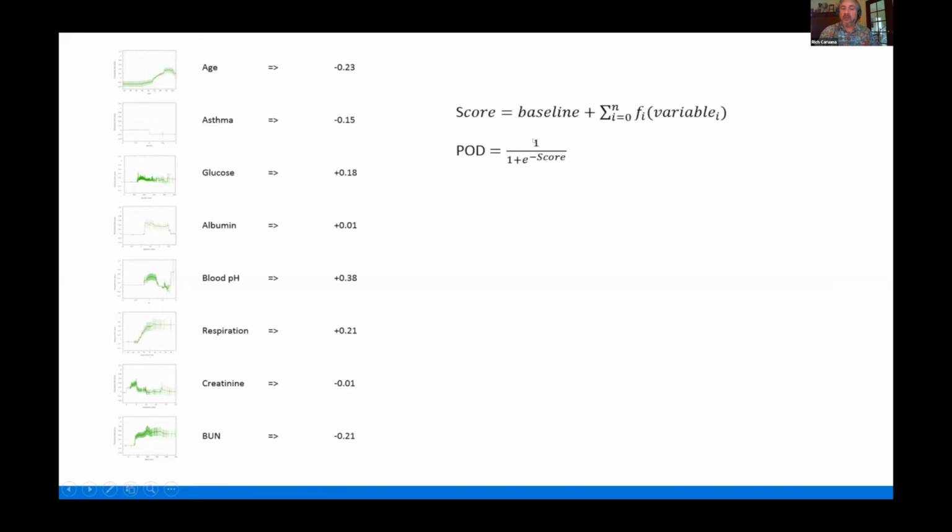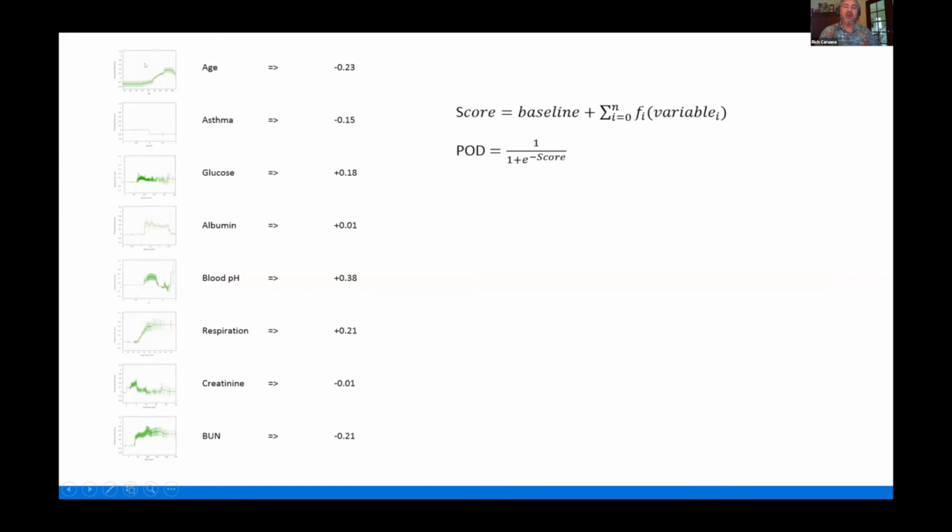And then to convert that to a probability of death, you just do the standard logistic trick, 1 over 1 plus e to the minus score. Now, if this had been a linear model, linear regression, logistic regression, this score would just look like a linear model here. It would have an intercept plus a weight times the first feature plus another weight times the second feature. This would just be a linear model.